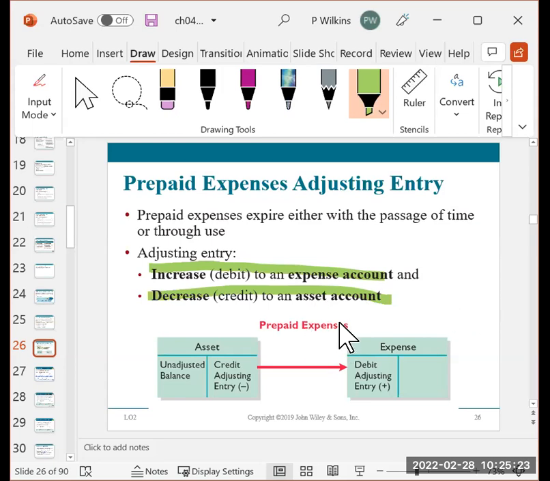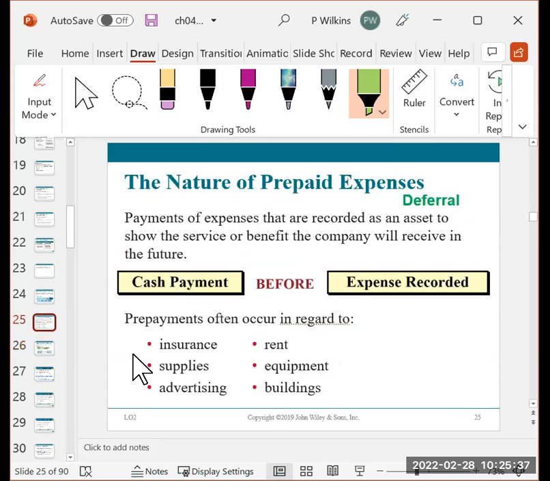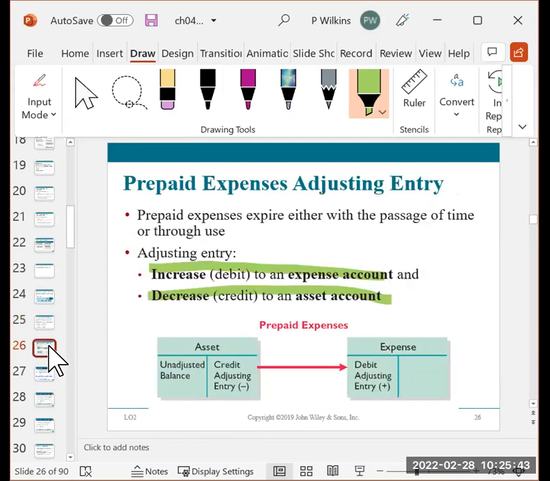And we're going to go through all of these. We'll do sample problems and stuff. You want to note this right here, that when you do the adjusting entry for prepaid expenses, which, a reminder, could be any of these here: insurance, supplies, advertising, rent, equipment, and buildings, you're going to debit an expense and credit an asset, okay?